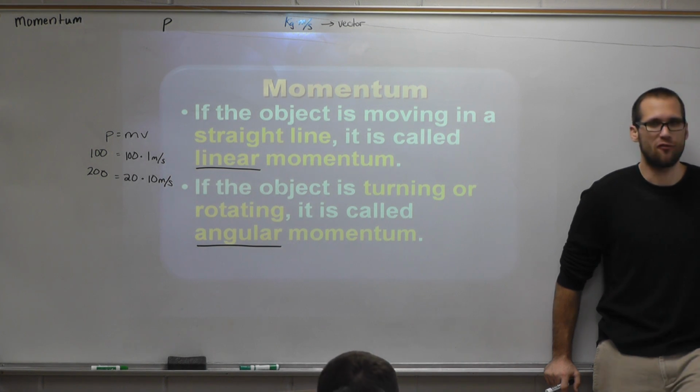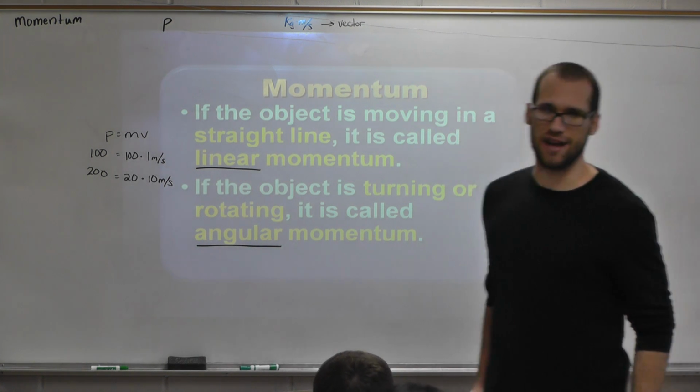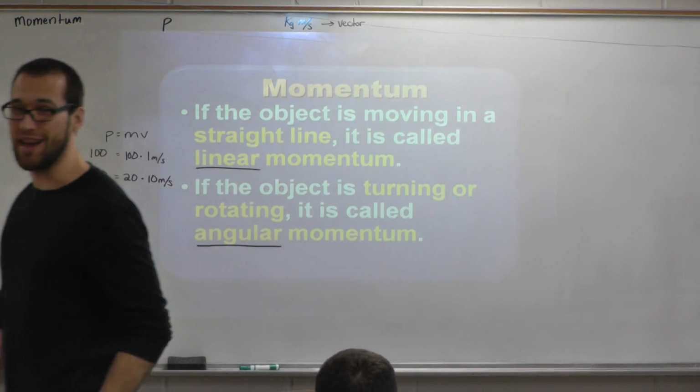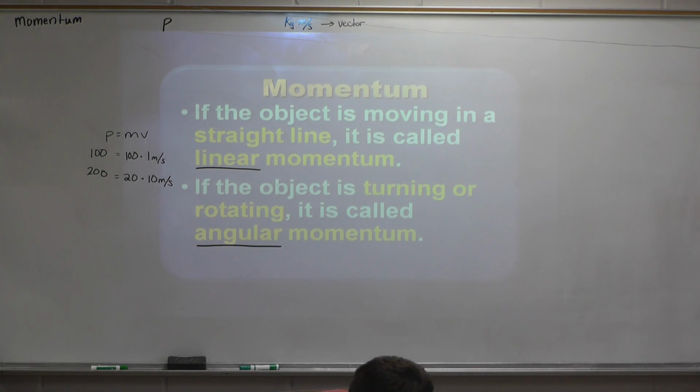So you can have both, and it would be pretty difficult to do the physics behind something that has both linear and angular momentum. We don't even do that in high school physics, like senior level. That would be more college level, possibly even graduate level. Straight line is linear; turning or rotating is called angular. The reason is that when you're not going in a straight line, you have an angle.